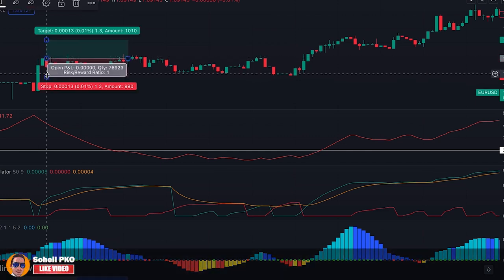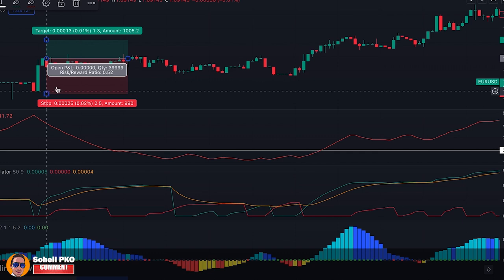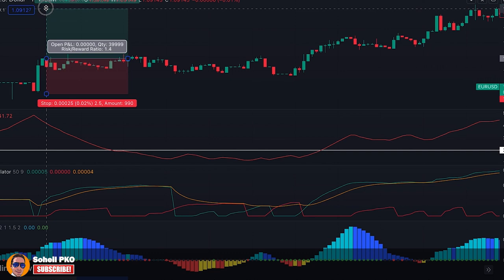The stop loss for this trade is placed below the previous swing low, and the take profit order is set at the level that makes the risk to reward ratio equal 1.5.